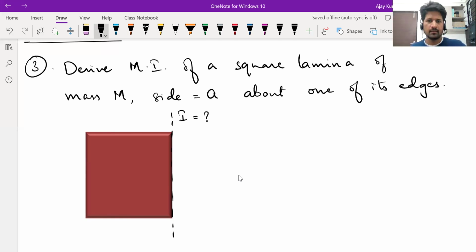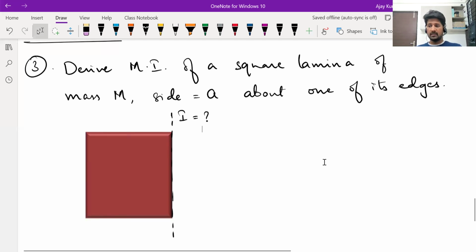Okay. Can any of you tell me an idea how to proceed? Because we cannot use any of the theorems. You can't use the parallel axis theorem, nor can you use the perpendicular axis theorem, because we don't have any information about the moment of inertia of a square as of now. So the theorems are not applicable. Can any of you tell me an idea to solve this?